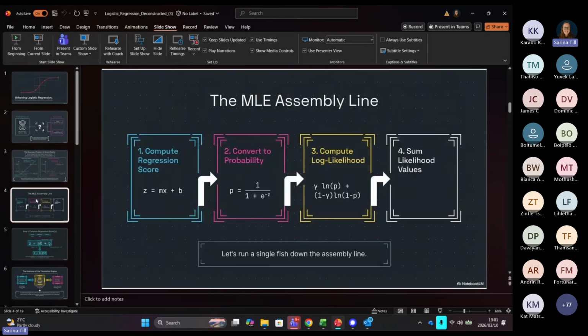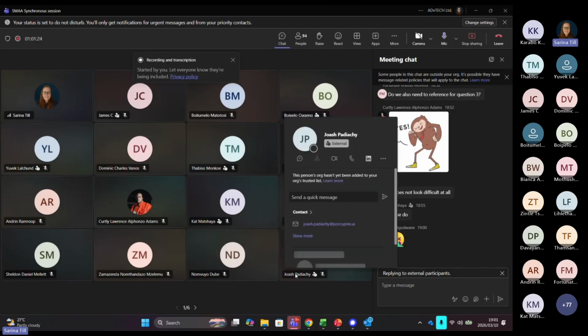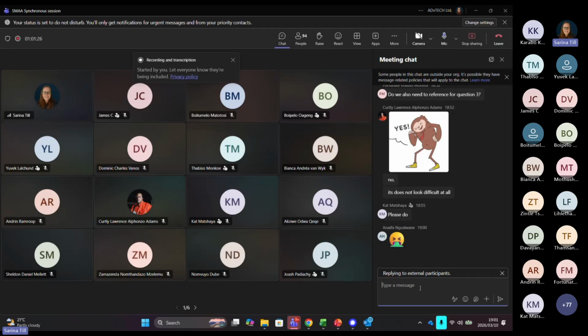Okay, so we know how to compute a regression score. Like we know how to work out linear regression, our mx plus b, right? Where are you guys? I keep losing you. Are you guys okay with linear regression? No, man, don't vomit. Anarchy, it's going to be fine.